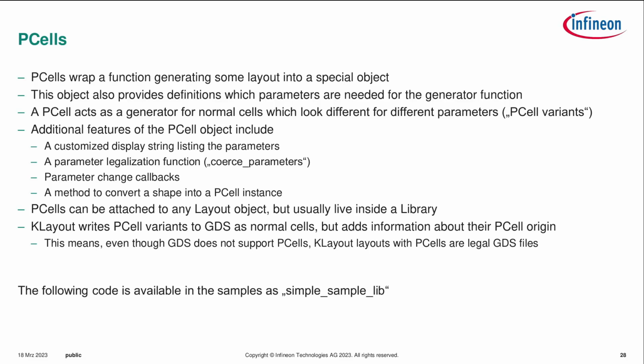and it can also convert a shape into a specific P-cell instance. Usually you use P-cells from inside a library. A library is basically a separate layout object that is registered into KLayout, and if you pull a cell from a library, KLayout creates a link, and when you save your layout to a GDS file, this link is stored in special metadata inside the layout file, and when you load it back, this link is restored.